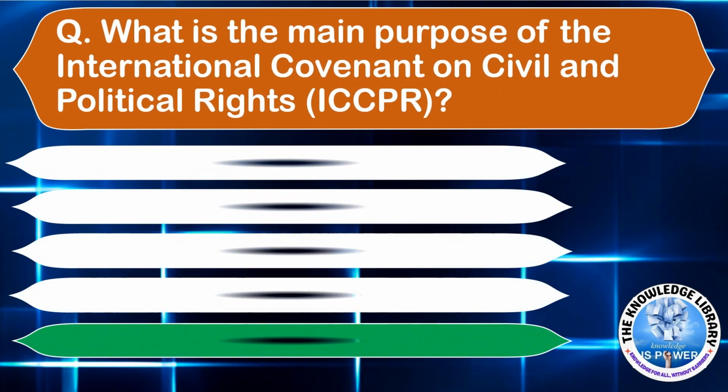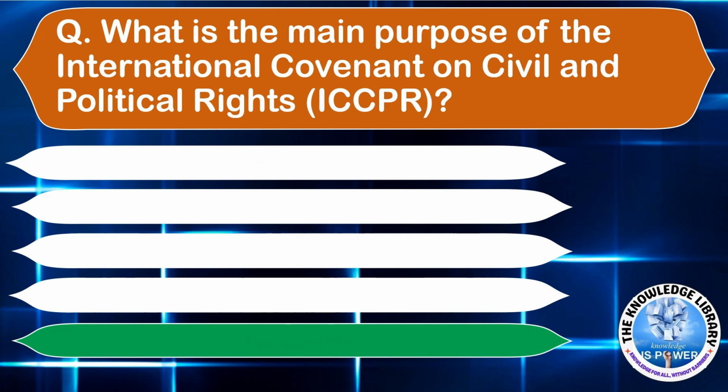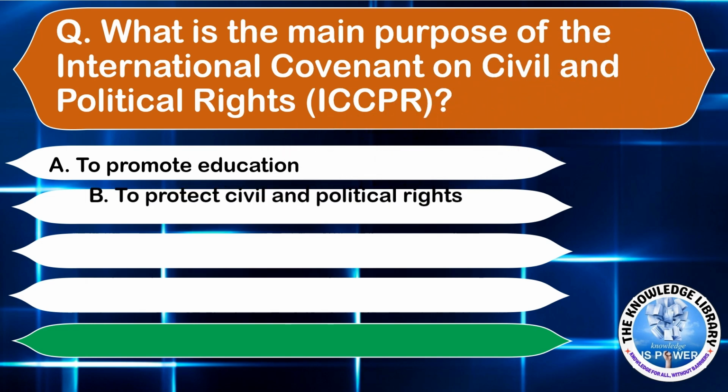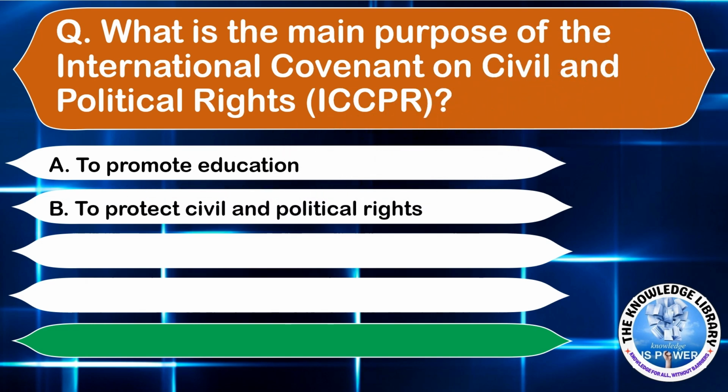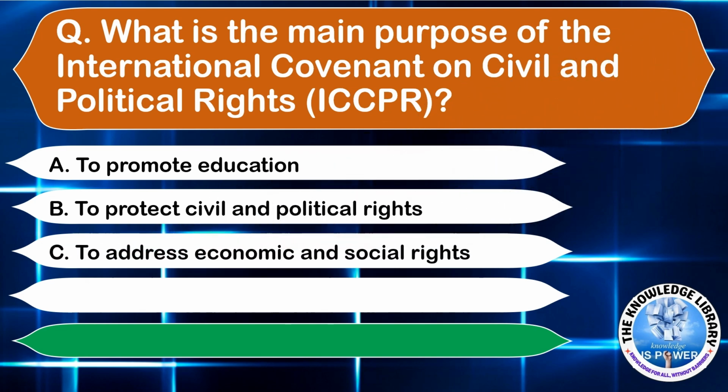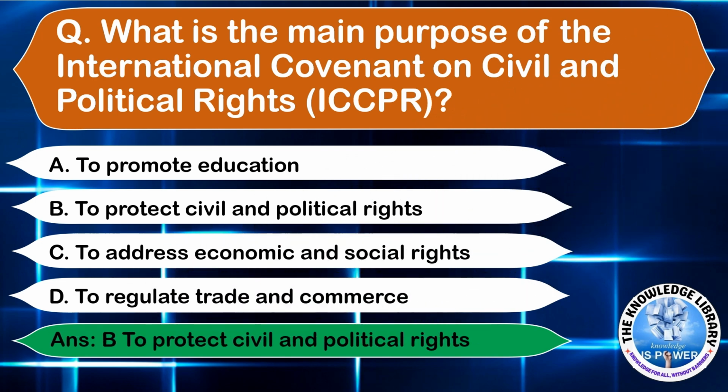Next question is, what is the main purpose of the International Convention on Civil and Political Rights? Option A, to promote education. Option B, to protect civil and political rights. Option C, to address economic and social rights. Option D, to regulate trade and commerce. Answer is option B, to protect civil and political rights.